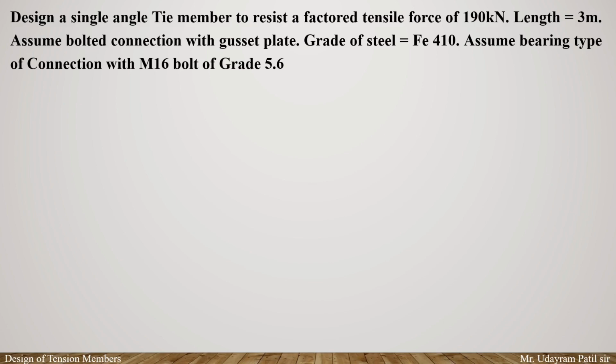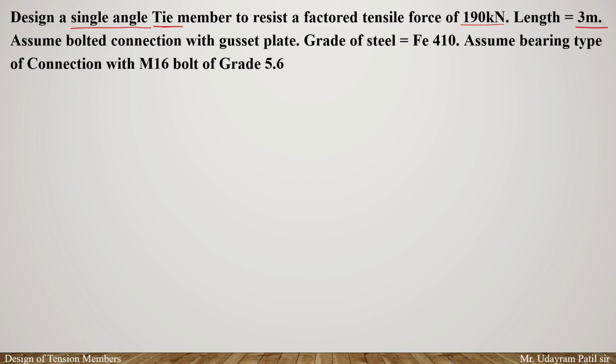Design a single tie member. Single angle means we have to use a single angle, no back-to-back use of the angle. And the tie member means it is a tension member. We have to resist a factored force of 190 kilonewton. So we are going to design such that the strength designed by the TDG, TDM or the TDB1 should be greater than the 190 kilonewton.